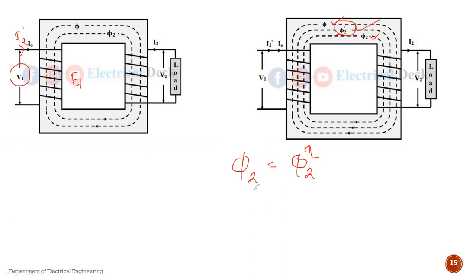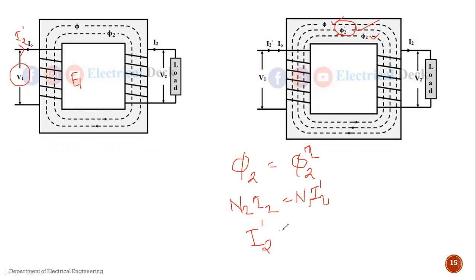So the MMF produced due to the I2 current and flux phi 2 is the number of turns in the secondary side, N2, into the current flowing from the secondary side, that is I2. It equals phi 2 dash's MMF, which is produced by the I2 dash current flowing in the primary winding. The number of turns in the primary winding is N1, and the current flowing in the primary winding is I2 dash. According to this, we will calculate the equation for the value of I2 dash.